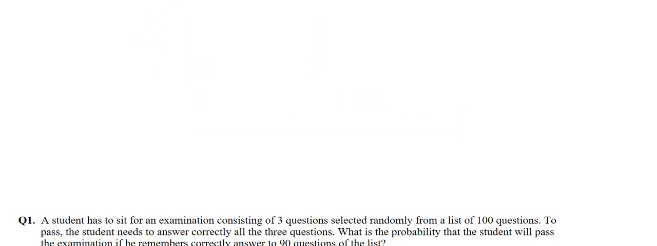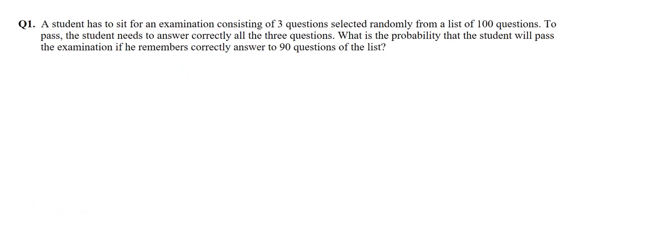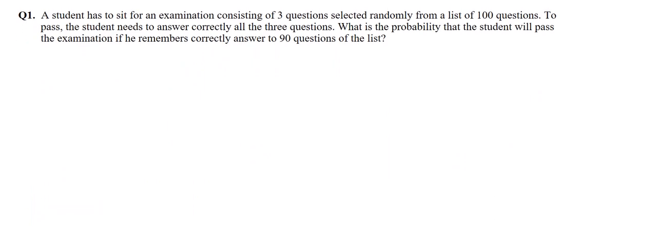So here we have our first question, which says a student has to sit for an examination consisting of 3 questions selected randomly from a list of 100 questions. So a student is giving an examination consisting of 100 questions, but he needs to attempt only 3 questions. To pass, the student needs to answer correctly all the 3 questions. So in order to pass the examination, the student needs to answer all the 3 questions attempted correctly.